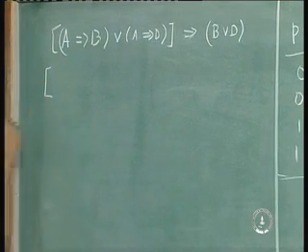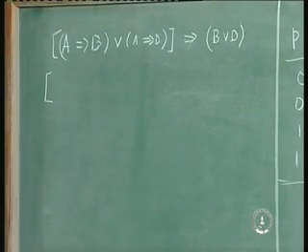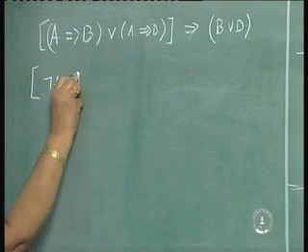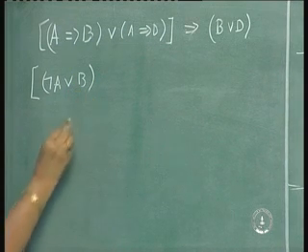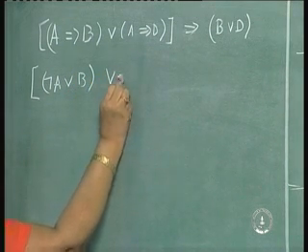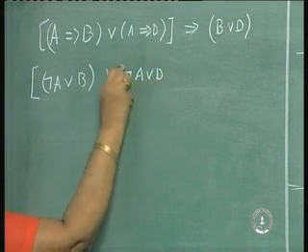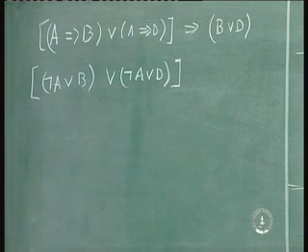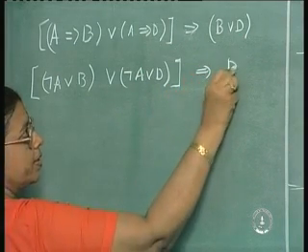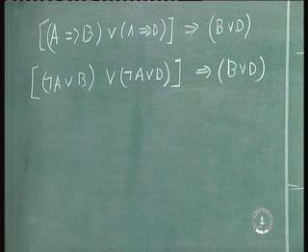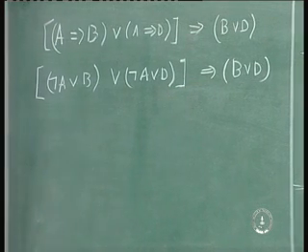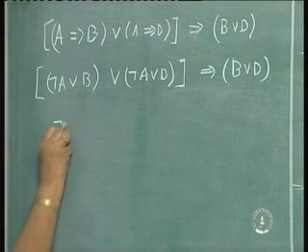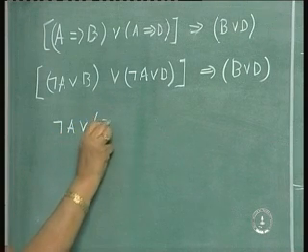First, we shall change the implication into OR. We know that A implies B is equivalent to saying not A or B. And similarly, A implies D is equivalent to saying not A or D. So, you can reduce this expression to this. Now, not A is common in both of these, so you can take it out and write it as not A or B or D.